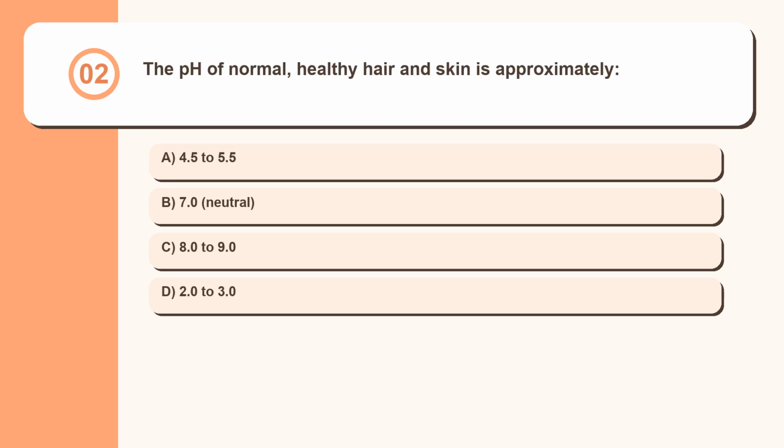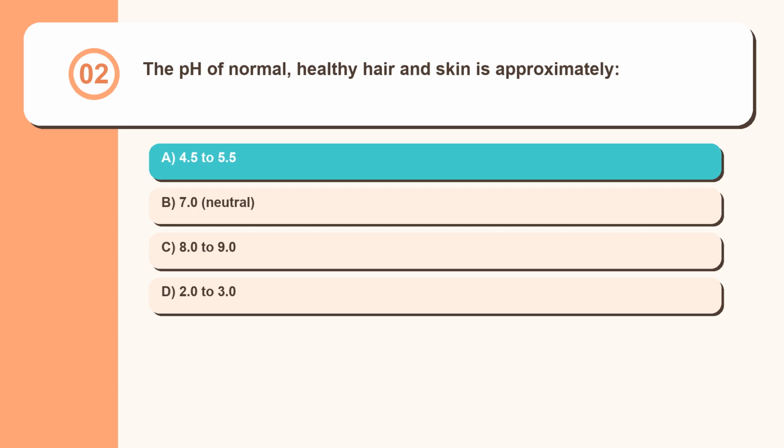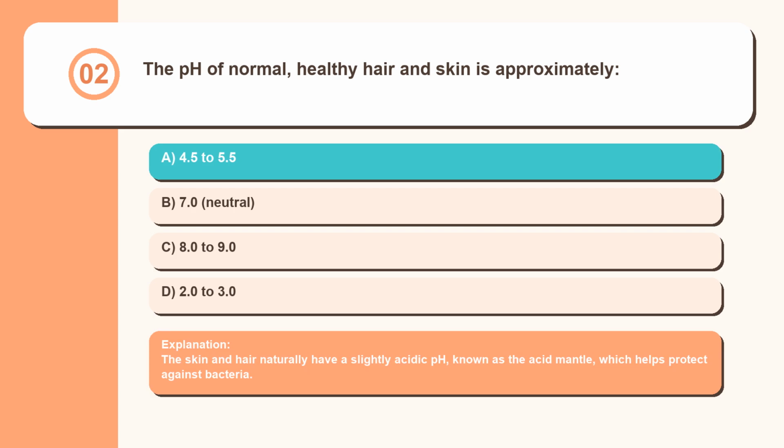Question 2. The pH of normal, healthy hair and skin is approximately 4.5 to 5.5, 7.0 neutral, 8.0 to 9.0, 2.0 to 3.0. The skin and hair naturally have a slightly acidic pH, known as the acid mantle, which helps protect against bacteria.